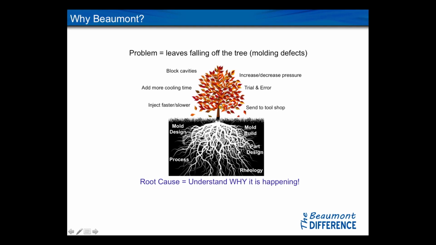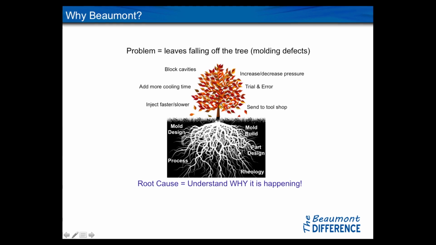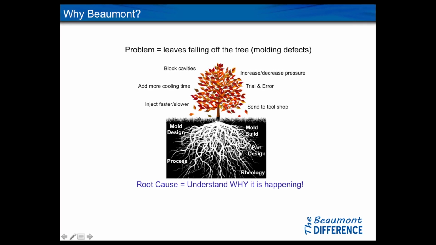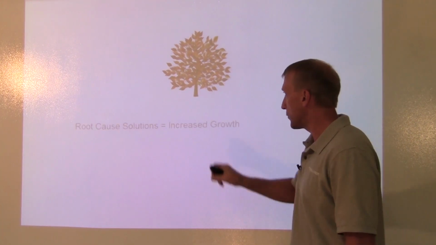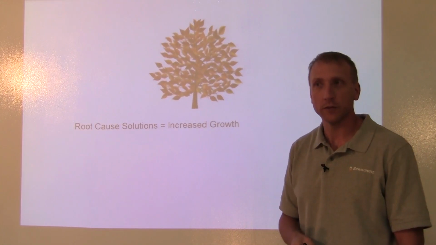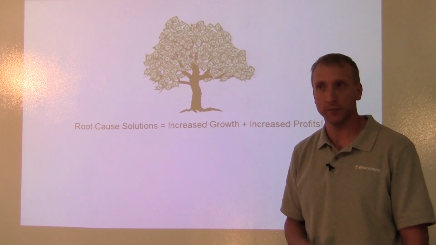Why are the leaves falling off the tree in the first place? Is it the mold design, the part design, the mold build, the rheology of the plastics, or maybe it is process related? If we can get to that root cause, that's going to allow that tree to grow. And as your tree grows, that's going to increase your profits.